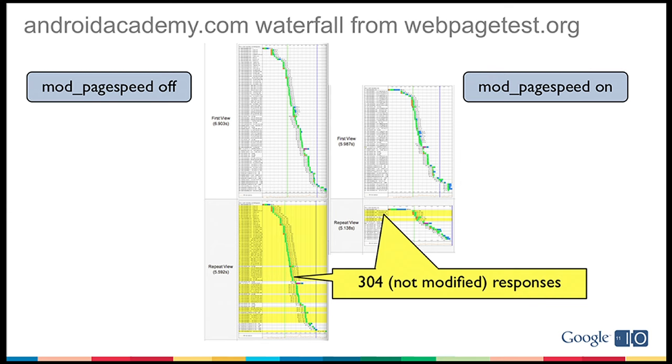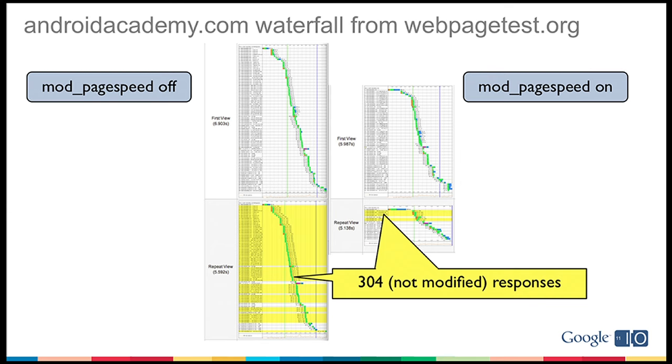On the bottom, we have the repeat view. Oh, I should say that the first view also benefits because we compress images, so we make the images smaller, but it's harder to tell that by looking at a zoomed out view of the web page. You'd have to look at the waterfall diagram in a lot more detail to see that. But we'll take a look in more detail at an example where we can show that later.